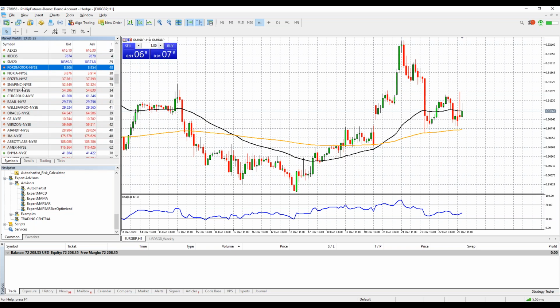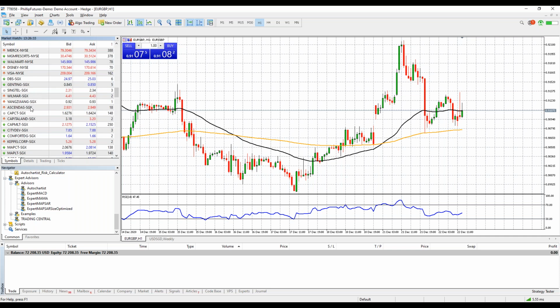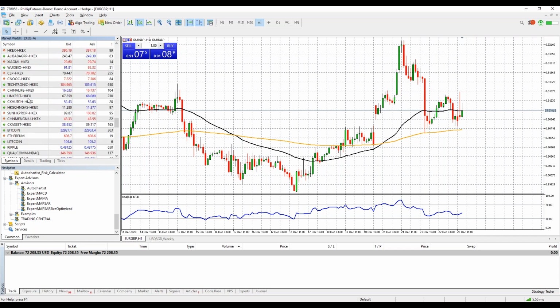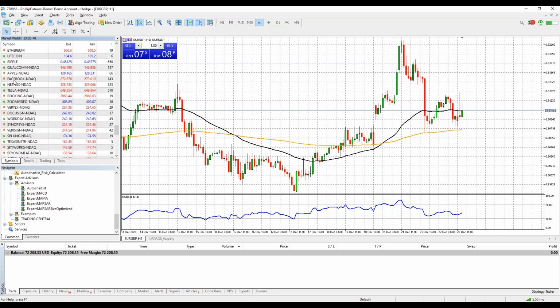Okay, so over here you can see we offer shares from US, from NYSE. We have Pfizer, Nokia, things like Twitter. We also offer shares from SGX, mainly the more popular ones like your banks, Genting, Singtel, SIA, CapitaLand, things like that. And also we have shares from Hong Kong Exchange. And recently we also launched shares from Nasdaq, so you can trade the popular tech stocks like Facebook, Apple, Tesla, Netflix, Zoom, things like that.